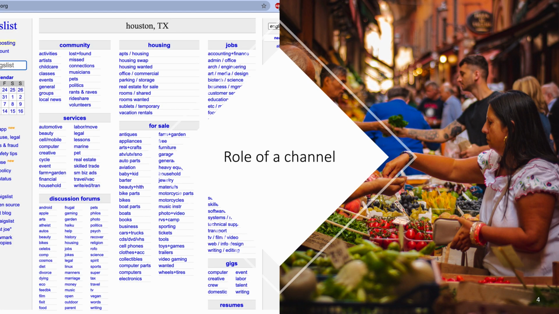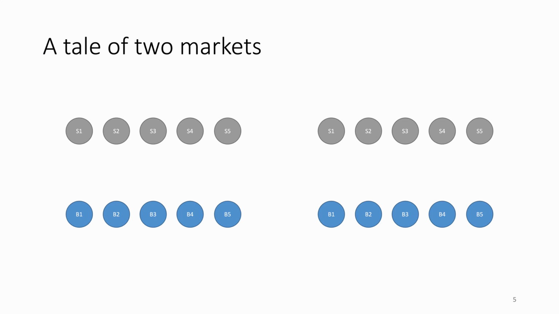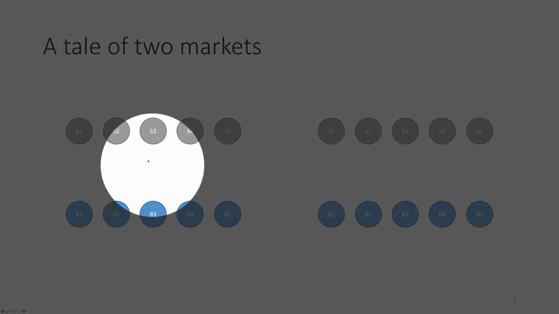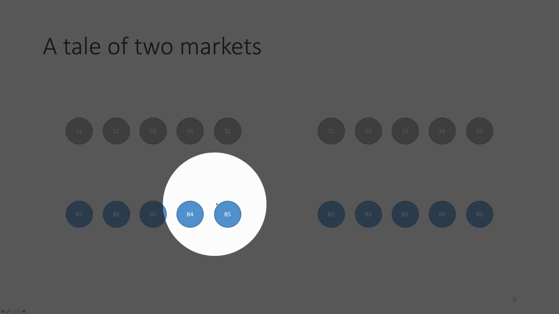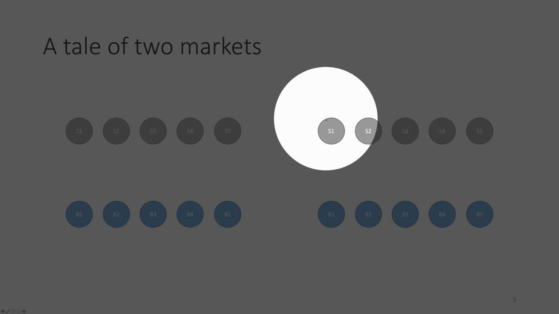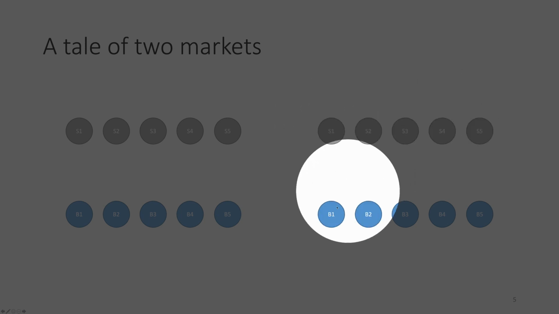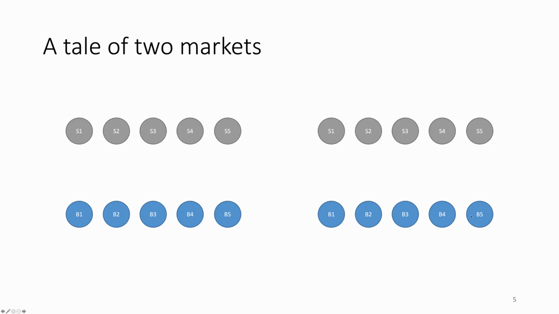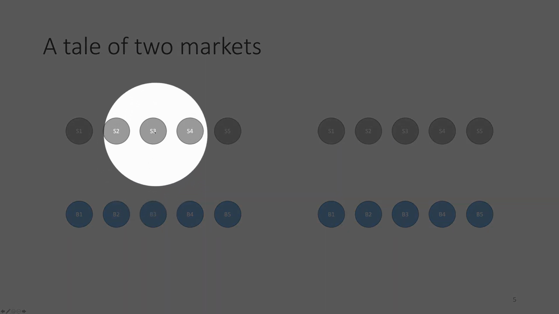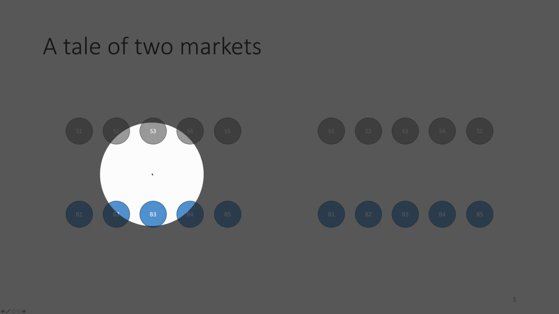So the next question is, what is the role of a channel in moving goods into the hands of consumers? Well, the advantage of having a channel is more obvious when we look at a market structure like this. Here we have two different markets. On the left, we have 5 sellers and 5 buyers. On the right, we have, again, 5 sellers and 5 buyers. These two markets have different channel structures. Let's say for the channel on the left, the sellers are selling directly to the buyers without anything in between.